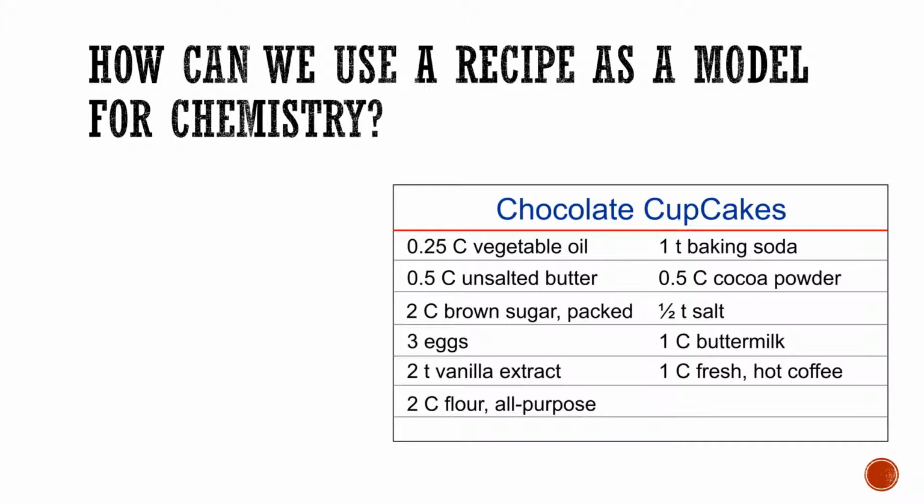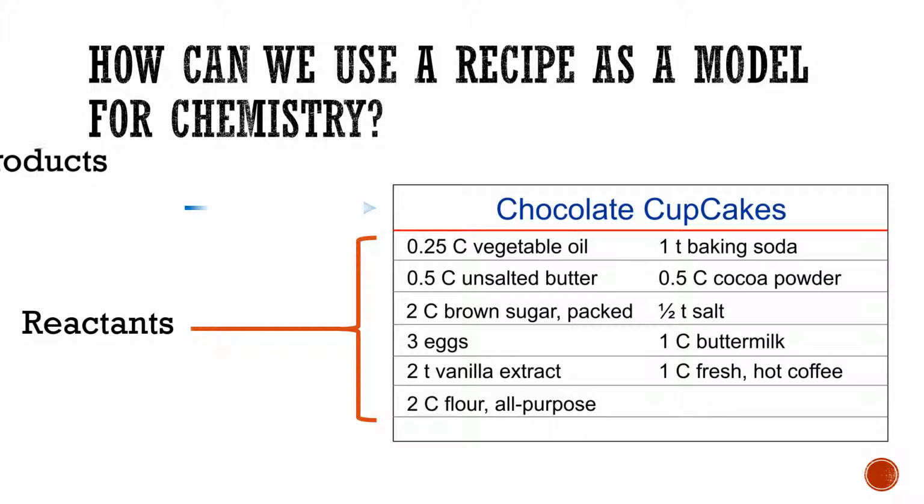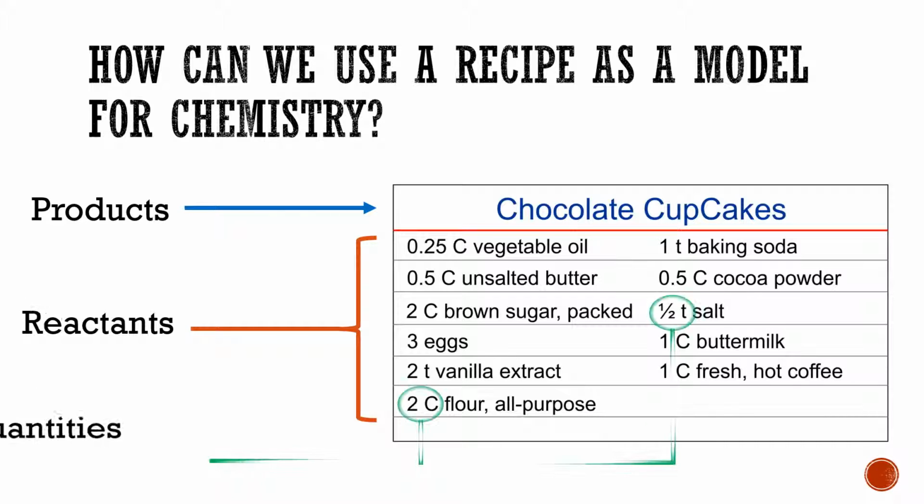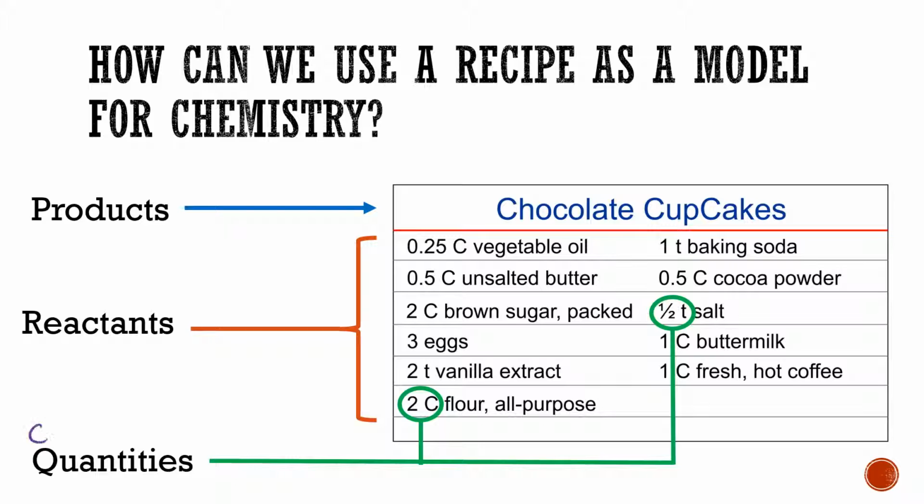Same idea with chemistry. The recipe can be used as a model for chemistry, in which case our reactants are our ingredients, your products are the thing you're trying to make, your end product, which is a chocolate chip cupcake, and the quantity or the coefficients are the amounts for each ingredient that we have to make a product, in this case chocolate chip or chocolate cupcakes.